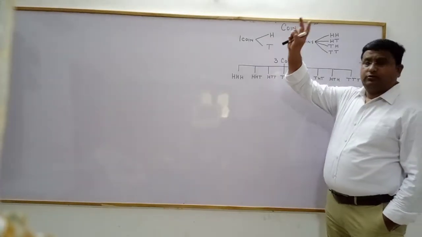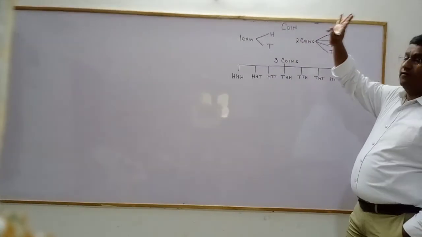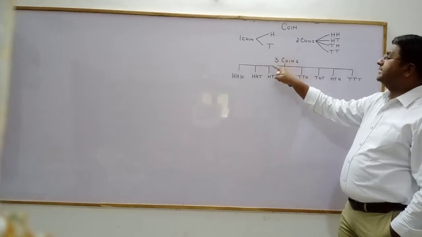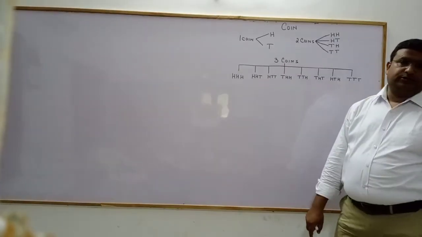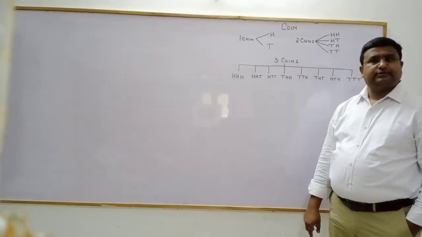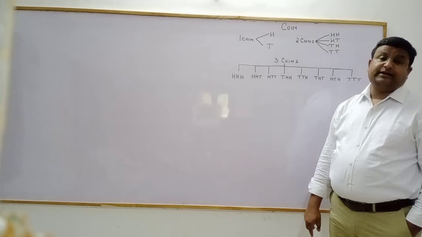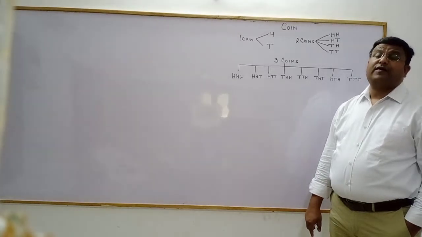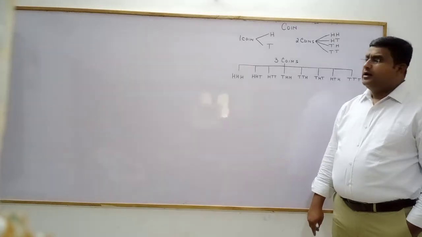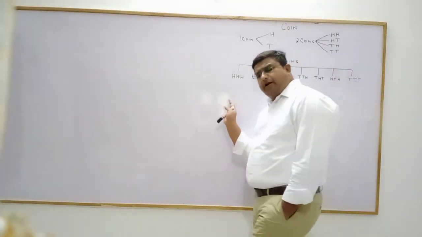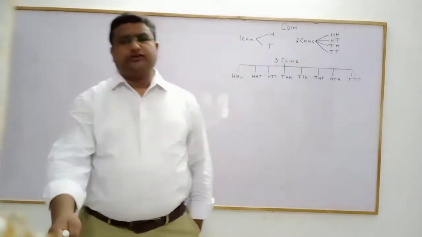When one coin, two results. When two coins, four results. And when three coins, 8 different results are possible. Isn't it? You can practically do it at home and identify the results. Now, copy this in your notebook. It will be helpful. There is a question also based on that.